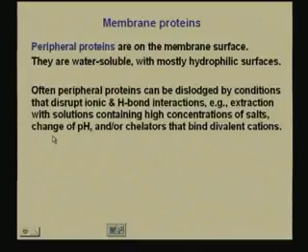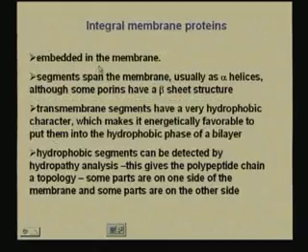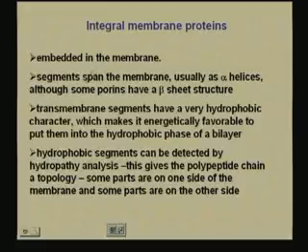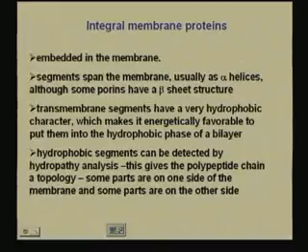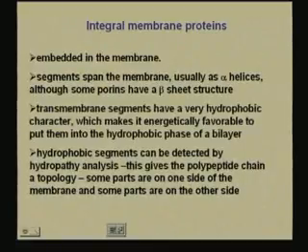So, what are the properties of the integral proteins? They are embedded in the membrane. The segments that span the membrane are usually alpha helices. Remember, in one of our very earlier classes, we studied what are hydropathy plots, and there we identified transmembrane helices. This is where the transmembrane helices occur in integral membrane proteins. There are some porins that have a beta sheet structure to it.